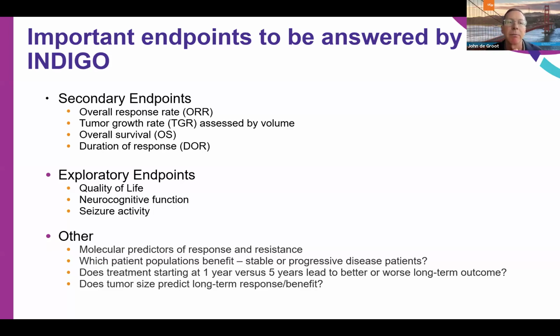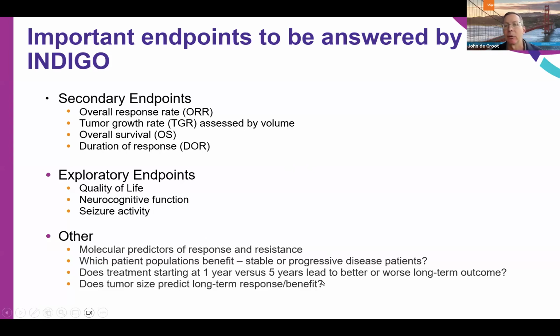Overall survival is something that's important. And then how long does this work and hold that response? Other endpoints such as quality of life, neurocognitive function, and the impact of these drugs on seizure activity are all really important. And then some of the other things that we would like to know is, what are some of the molecular predictors of response and resistance? So, are there other things in the tumor that might tell us whether or not patients' tumors might get smaller? Which patient populations benefit? Are those that are stable, or are those that have actually progressing of their tumor?